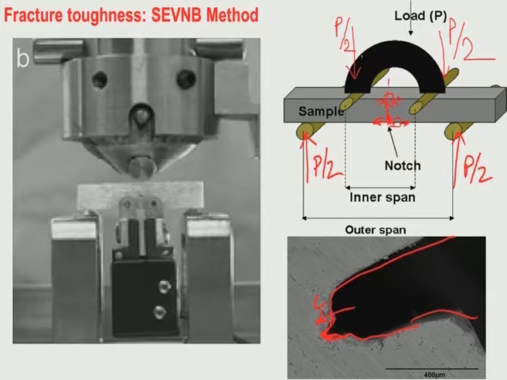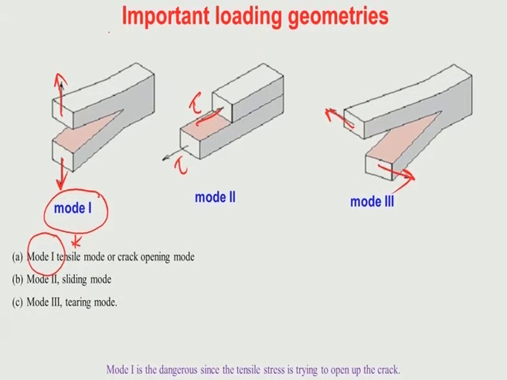So, if you know the load at which this entire sample fractures, and if you know the total crack length of this V-notch, then you can calculate the fracture toughness. This fracture toughness essentially means the resistance towards crack propagation. Okay.